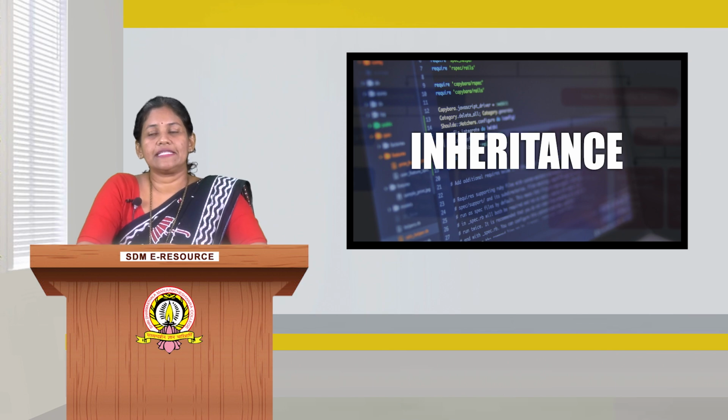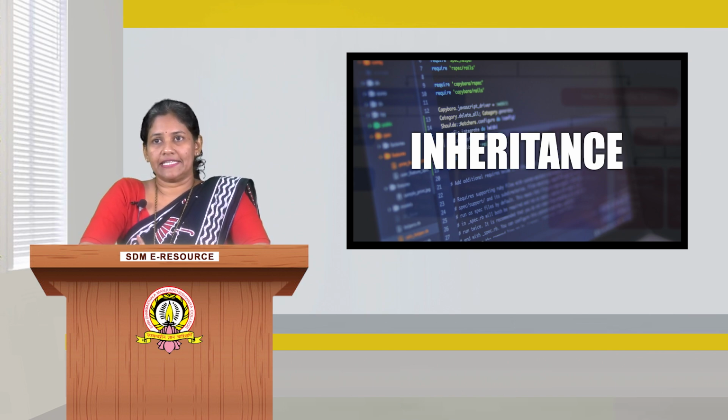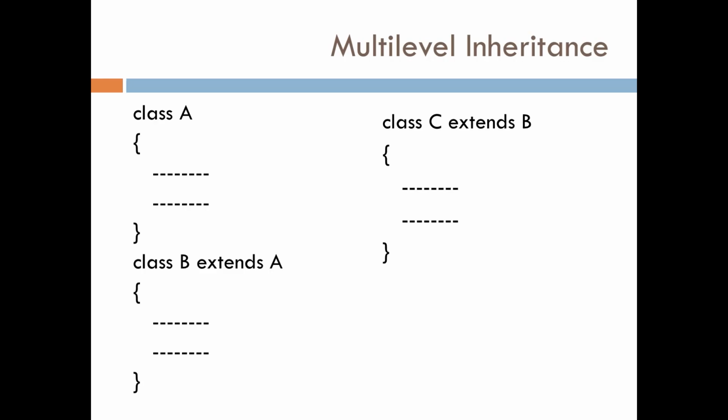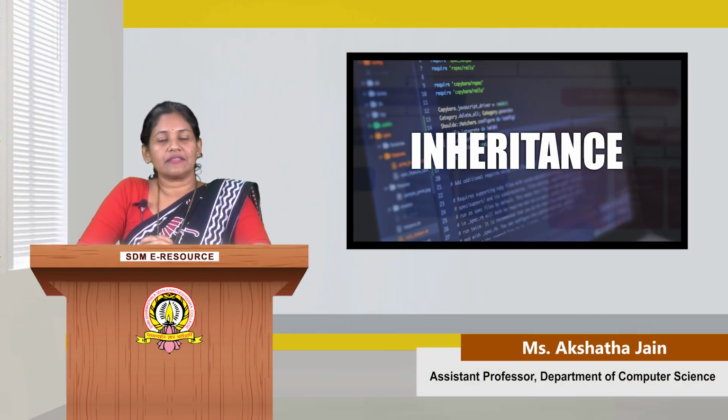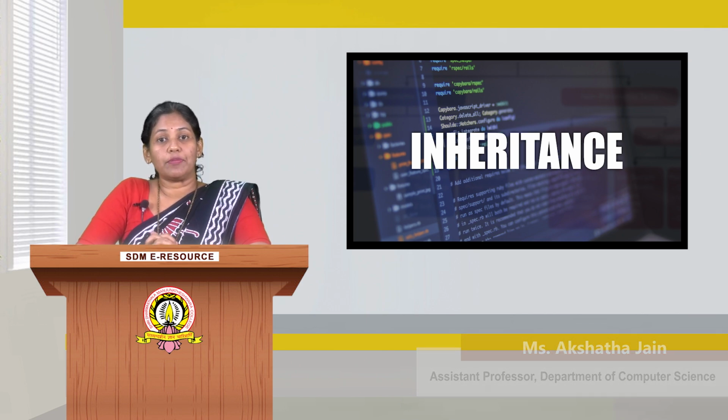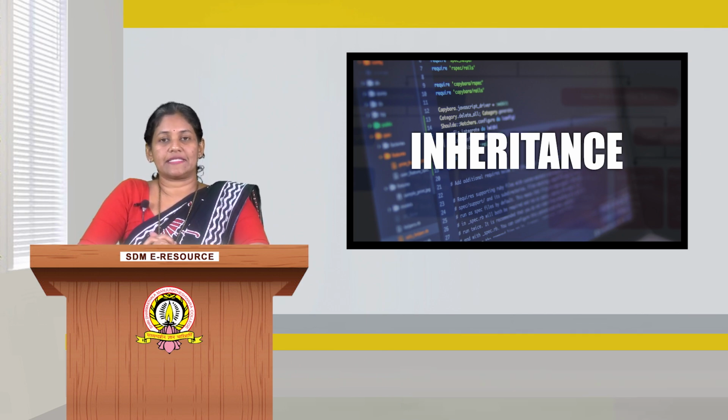So now let us see multilevel inheritance. Class A, class B extends A, class C extends B. So here class A is the base class, B is extended from A, and class C is extended from B. So till now we have discussed what inheritance is and how to use it. In the coming sections we will discuss interfaces, that is, how to implement multiple inheritance.